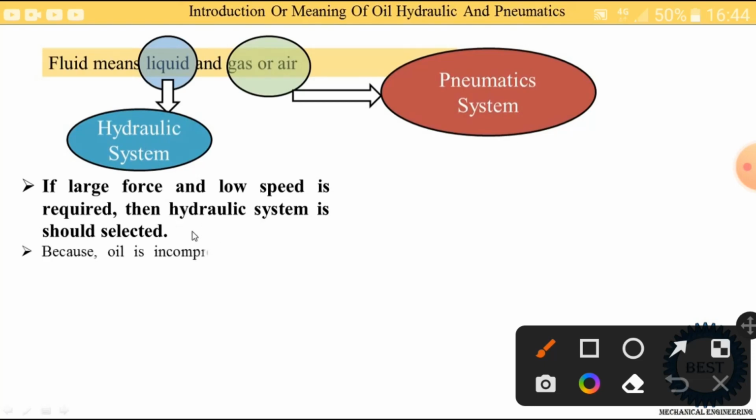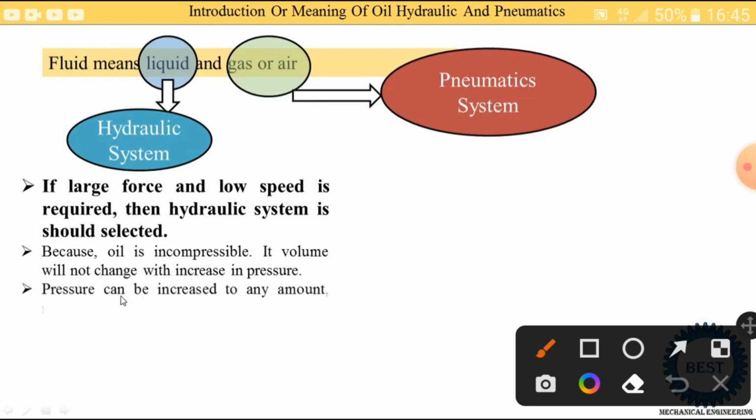Why? Because in a hydraulic system we use oil, and oil is generally incompressible. Its volume will not change with increase in pressure. That's why it is called incompressible. So the volume is never changed with increasing pressure. Pressure can be increased to any amount, nothing happens to the volume of the oil.